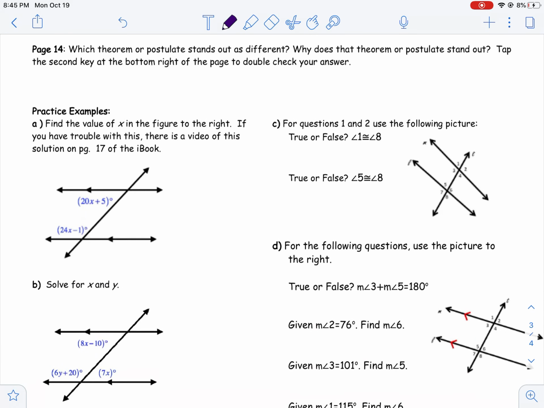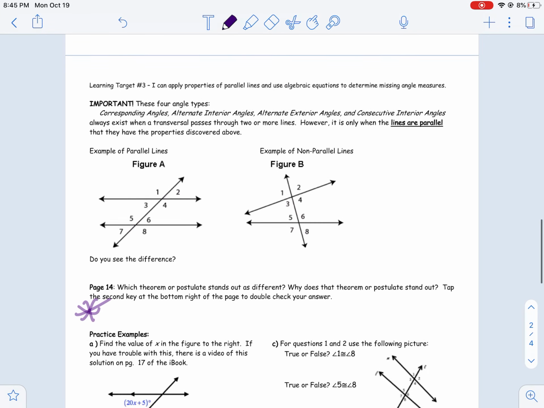So on page 14, it asks us the question, which theorem or postulate stands out as different? Why does that theorem or postulate stand out? Tap the second key at the bottom right of the page to double check your answer, okay? So you all are going to take a guess here. You can check it on page 14. I just lied and said that you were done with your iBook. I apologize. So let's just think about it.